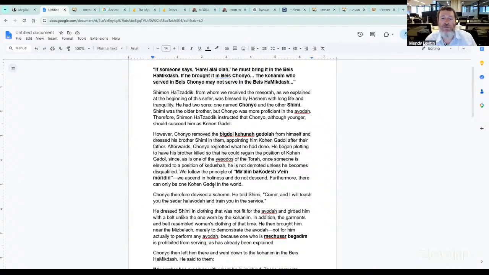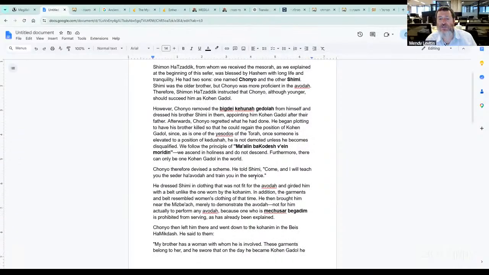Furthermore, there can only be one Kohen Gadol in the world, like we learned. You can only have one Kohen Gadol. So we learned this last week. So here, Chunya wanted the job again, but the only way he could get the job is he has to get Shimi out of the way. Chunya therefore devised a scheme. He told Shimi, "Come and I will teach you the seder ha'avoda and train you in the service."